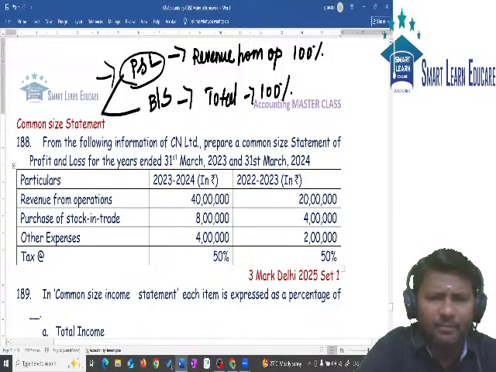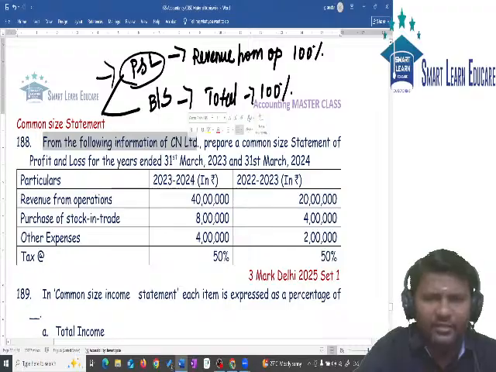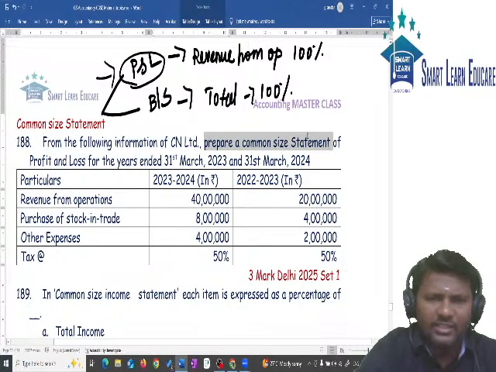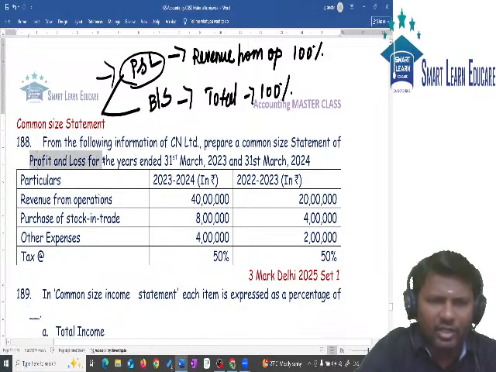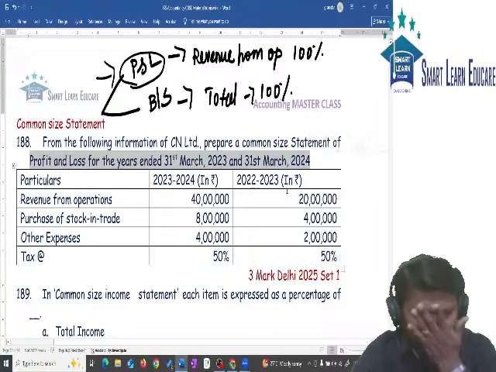Already we prepared a comparative financial statement. Now we are going to prepare common size statement. From the following information of CN Limited, prepare common size statement of profit and loss for the year ended 31st March 2023, also 31st March 2024.